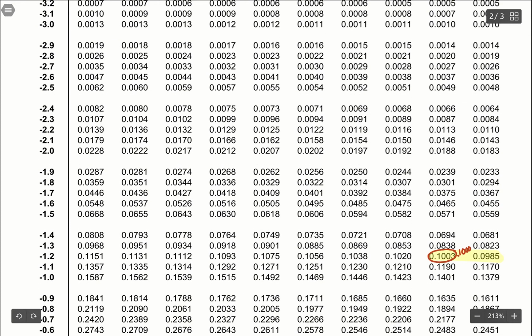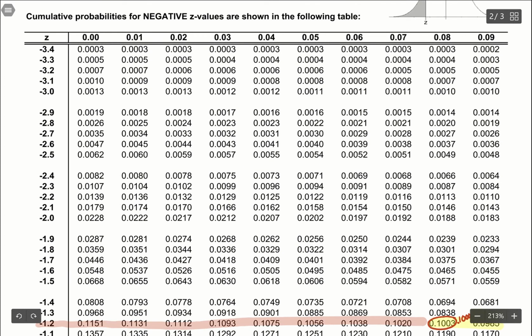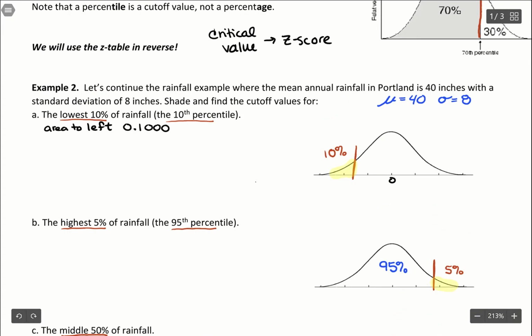So where this is lining up is we have a negative 1.2 matching up with the last digit of an 8. So for our critical score, our critical value, it's a negative 1.28. So we get our critical score. But now, in terms of rainfall, I still don't really know where I'm at because I want to know what's this cutoff for the lowest 10% of rainfall. And negative 1.28 doesn't translate directly to answer that.